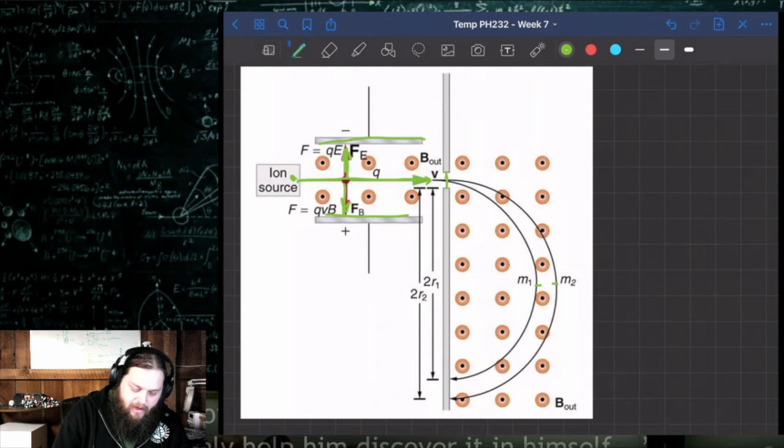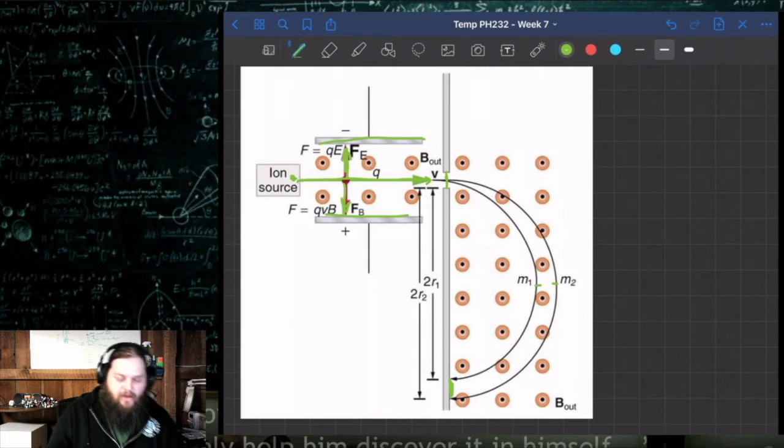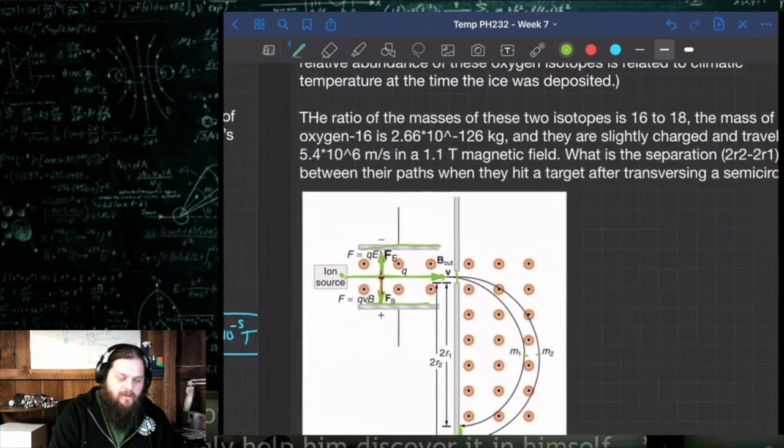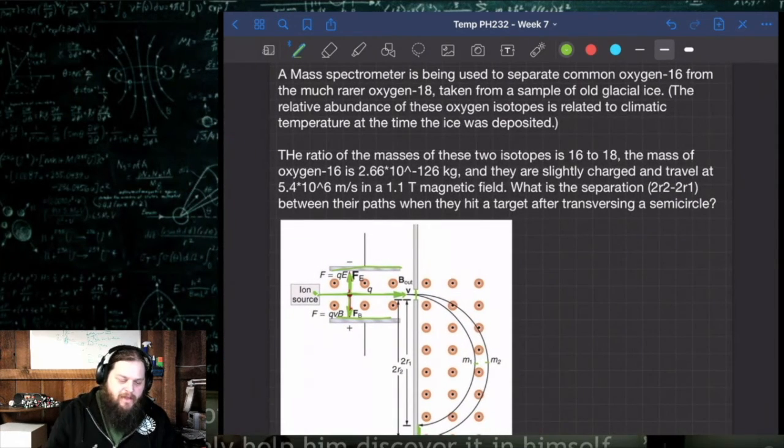And here we're going to calculate the difference of the radiuses between two different oxygen isotopes. The mass spectrometer is being used to separate common oxygen-16 from the much rarer oxygen-18, taken from a sample of old glacial ice. They do this so they can see the abundance of oxygen isotopes in the old atmosphere. They take glacial ice, which was frozen thousands and thousands of years ago, and they can determine what the composition of the air was when it was frozen.